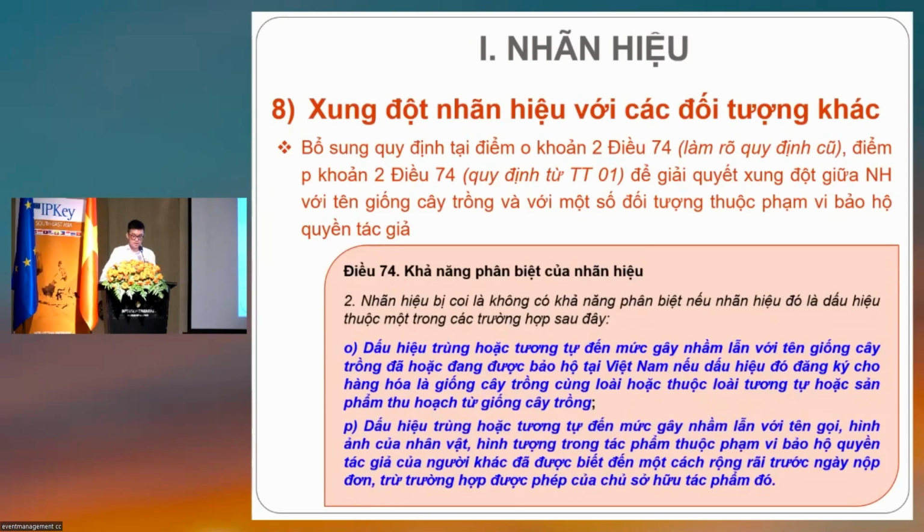So, okay, the point number 8 is about trademark conflicts with other subjects. So it has added some basis for whether or not your trademarks or trademarks of enterprises can be distinguishable when they are in conflict with crops and other things.